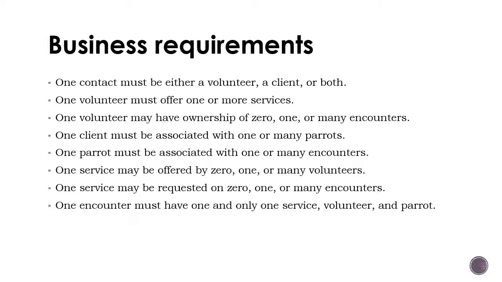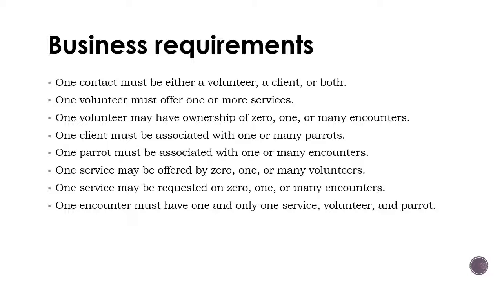I had a discussion with the other two founders and one volunteer to create these business rules for determining entities and relationships for the database. The contact entity will contain all the demographic information for any person making contact with the Parrots Umbrella. A contact is either a volunteer or a client, but may also be both.